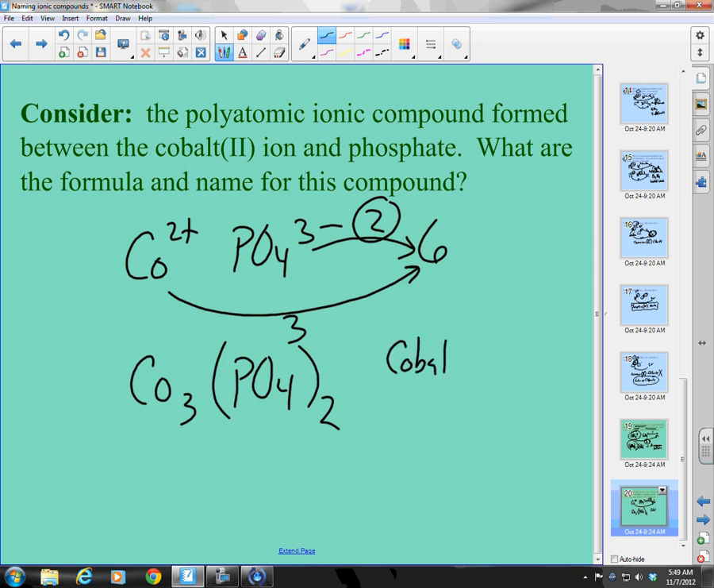Cobalt. What? Cobalt, not the subscript, but the charge. Cobalt 2 phosphate.